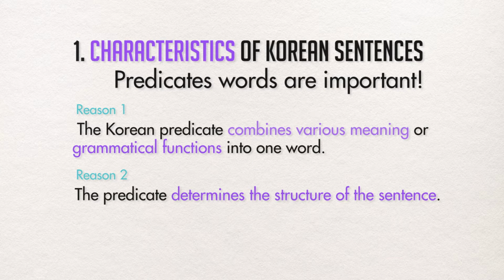The second feature that you should pay attention to is the predicate determines the structure of the sentence. It means that the predicate influences whether a subject or object or particle is needed in a sentence. In other words, if you study just a particle, practice objects separately without understanding predicates first, you will never get the hang of it. Okay, then now let's move on to the next.